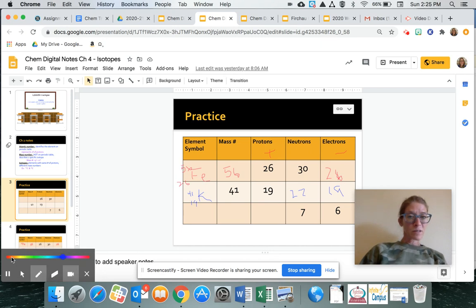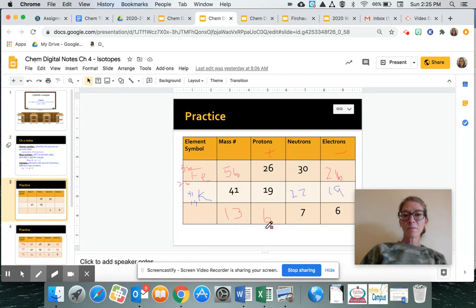All right, I'm going to switch colors again. We'll switch over to the pink again. So the last example gives me 6 electrons. If I have 6 negative charges, I am also going to have 6 positive charges. Mass number is equal to my protons plus neutrons. So if I have 7 neutrons and 6 protons, I have a mass number of 13.